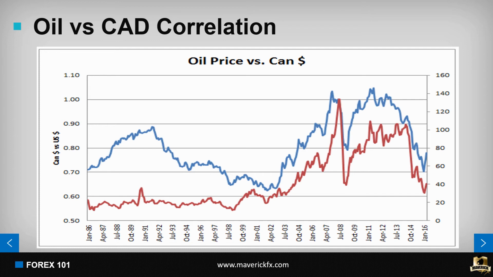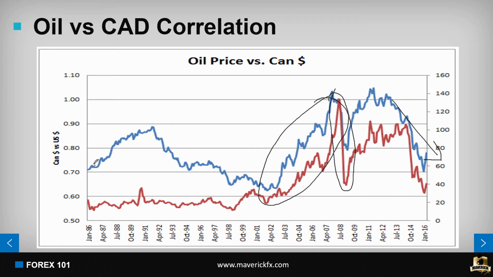So as you can see here, we've got pretty high correlations. You can see when they move together. When there's big sharp moves down, they move together. There's a pretty high correlation with oil and CAD. However, remember, this is in general.